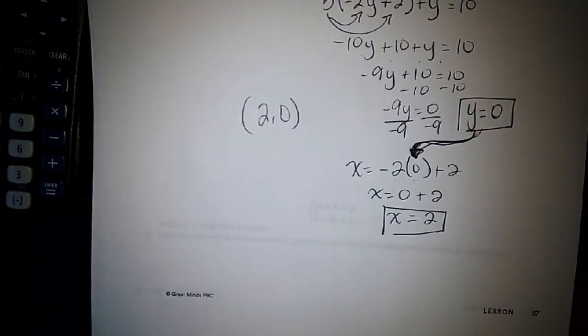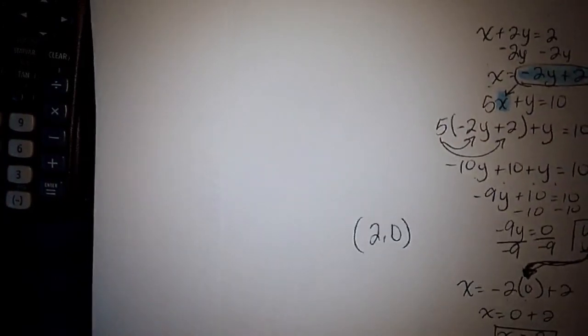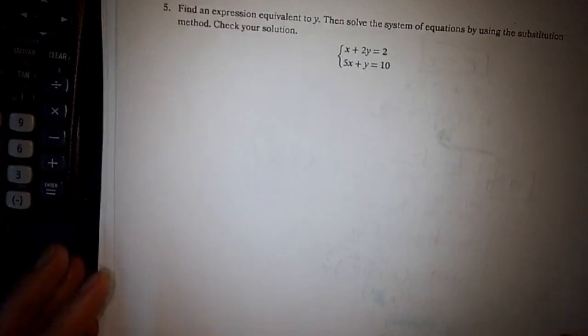Now let's look at the next one. We're solving now for y. Same situation, but now instead of doing x, we're doing the y's. So now we want to get y by itself. So here you go, 5x plus y equals 10. Subtract 5x. Y equals negative 5x plus 10.